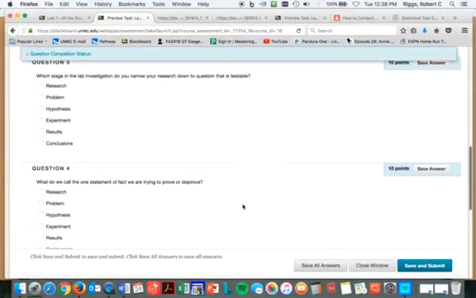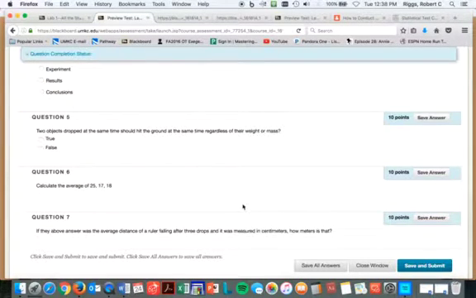What do we call the one statement? Okay. Two objects dropped at the same time should hit the ground at the same time regardless of their weight or mass, if they're dropped here on Earth. Is that true or false?